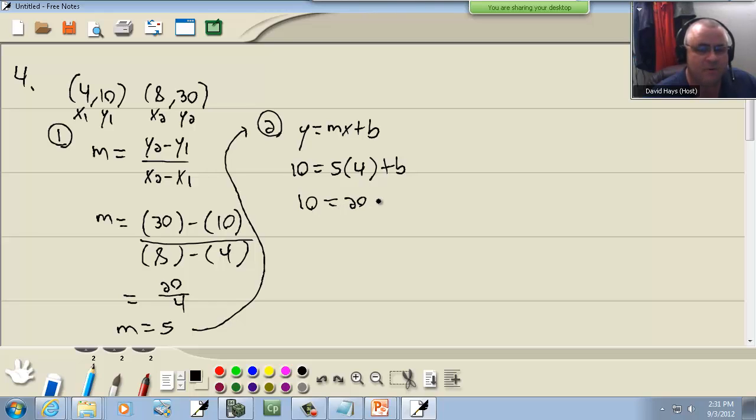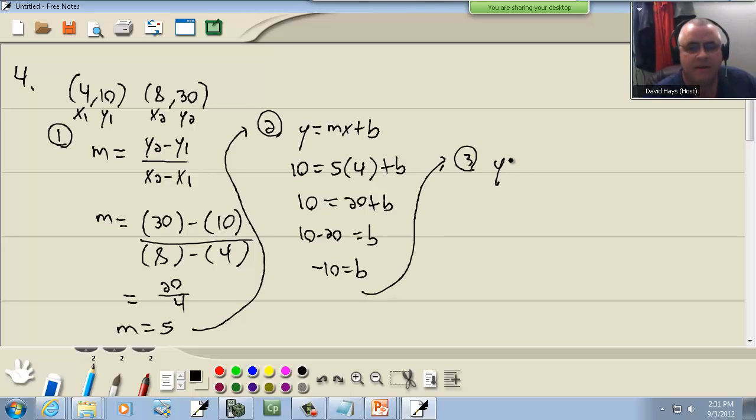Well, 5 times 4 is 20. Take 20 over left side, becomes a negative 20. And we get b is equal to negative 10. Well, we can't forget our last step. Last step is to write your answer. From step 1 we said m was 5. And from step 2 we said b was negative 10. So that would be our answer.